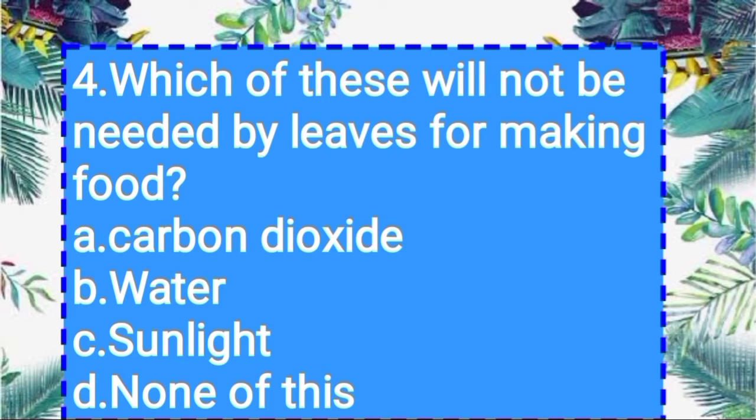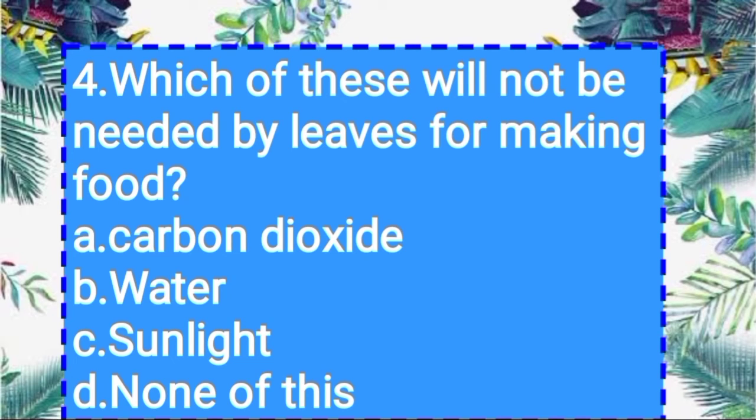Now next: which of these will not be needed by leaves for making food? Options are A: carbon dioxide. Option B: water. Option C: sunlight. And option D: none of these.